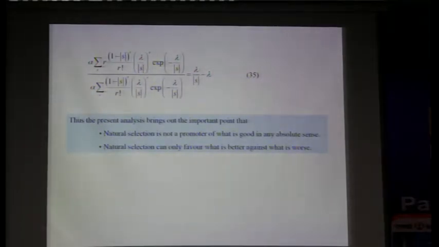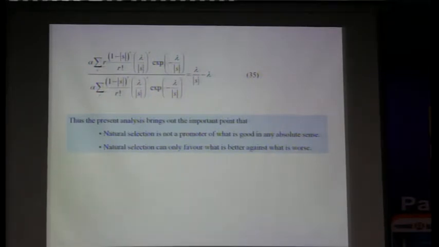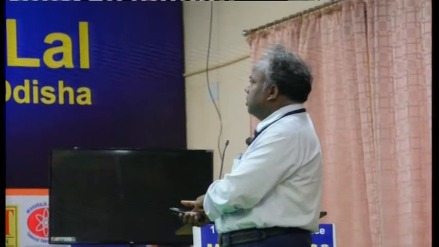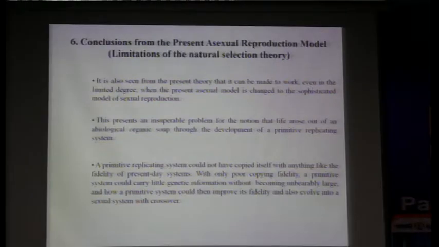So in summary of the asexual model, I can conclude these two points: natural selection is not a promoter of what is good in any absolute sense, but it can only favor what is better against what is worse. And this model, of course, can be extended to the bisexual model, but the mathematics involved will be a little tough. So the conclusion from this present asexual reproduction model, which also shows the limitations of the natural selection theory, is that it can be made to work even in a limited degree only when the present asexual model is changed to the sophisticated model of sexual reproduction.